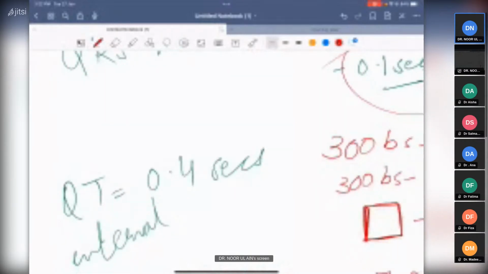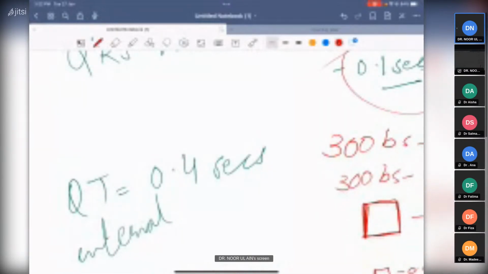Last thing would be your QT interval. So QRS and T. Your QT interval is what? Starting from QRS until the end of T, right? What was this QT interval that we have? Anybody wants to talk to me about it, they can. What is a QT interval? What does a QT interval represent? When I'm telling you QT interval, what am I trying to tell you?